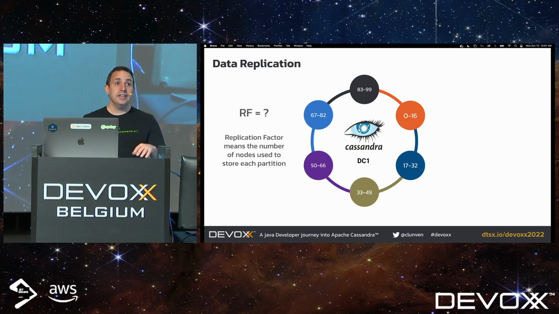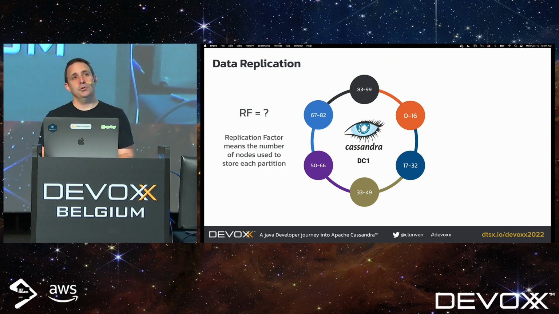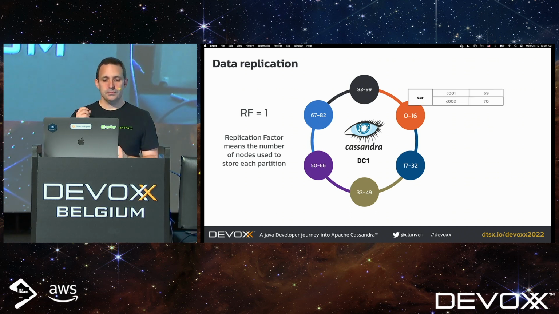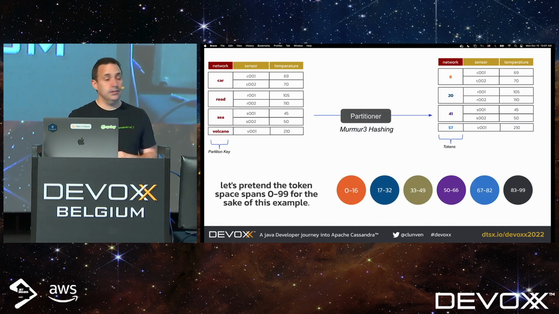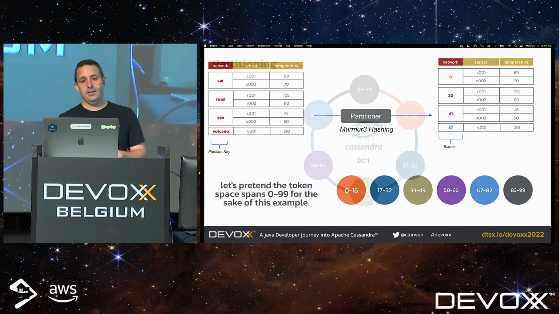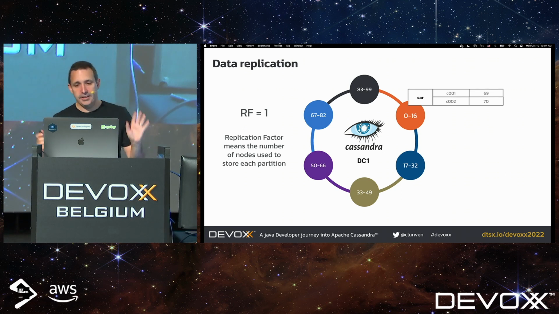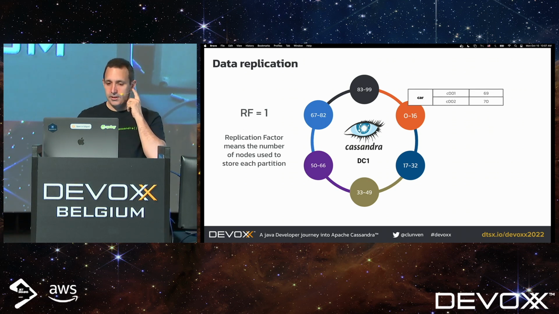Data is also replicated inside the ring. I keep talking to you about replicas. So here, if car is here, and we said before that the token for car was 8, so 8 is in this node.